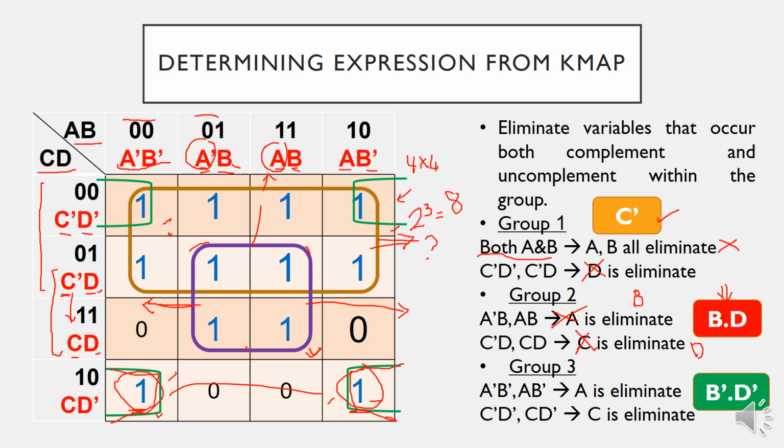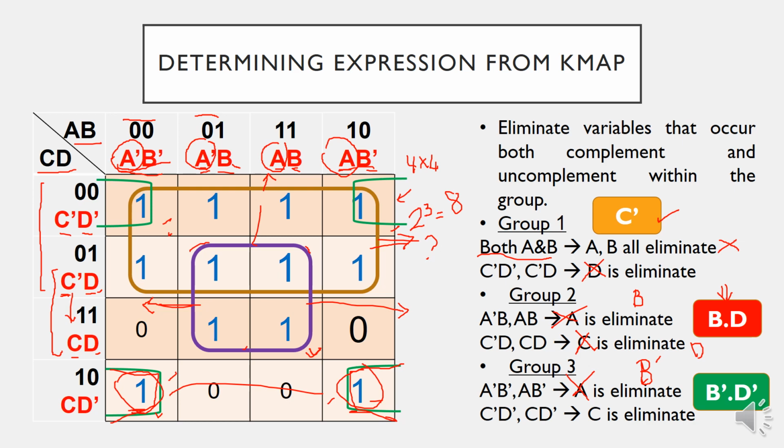So how to write the expression for this one? Similarly, we have A complement B complement and A B complement for these 2 ones covered. The variable that occurs both ways is only A, which is A complement and A. So A will be eliminated and only B complement remains.